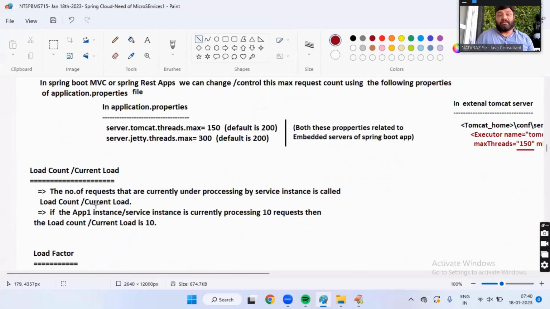The number of requests that are currently under processing by a service instance is called load count or current load. If an application instance or service instance is currently processing 10 requests, then the load count or current load is 10. Clear, boss? Everyone getting my point, guys?